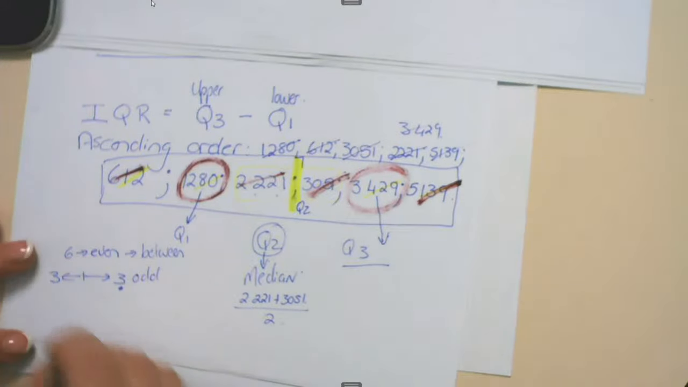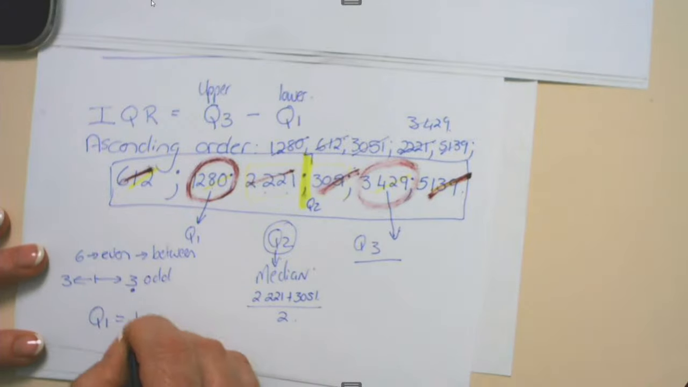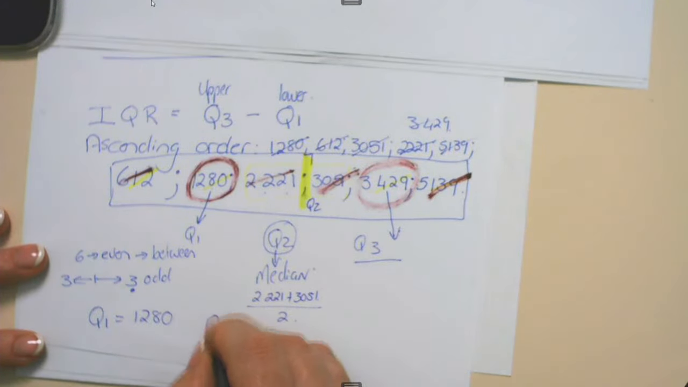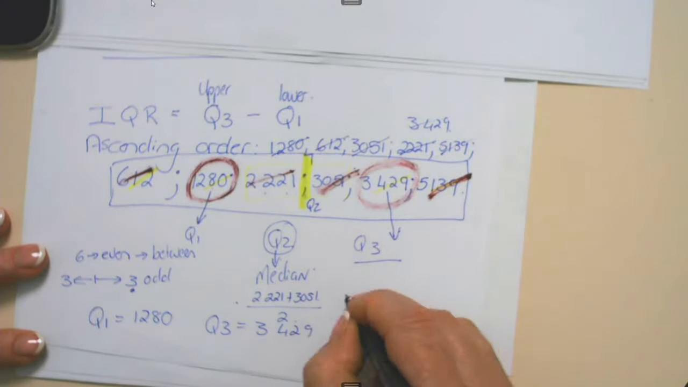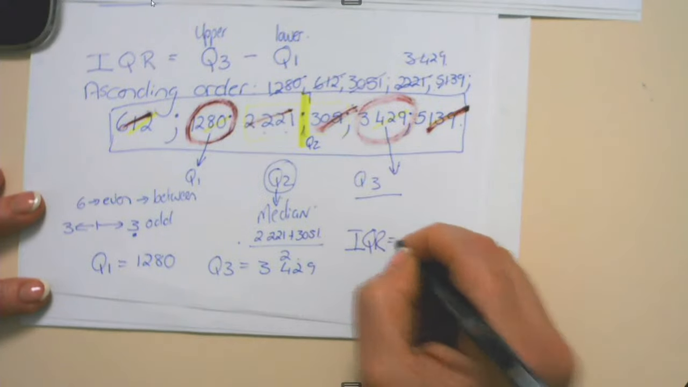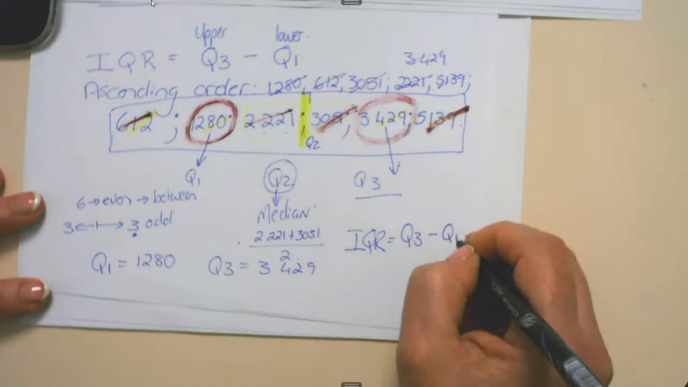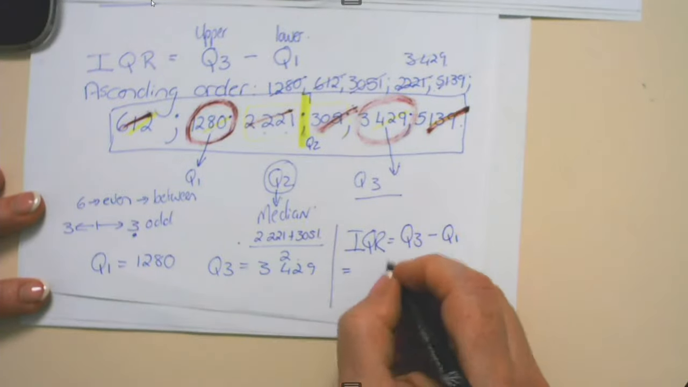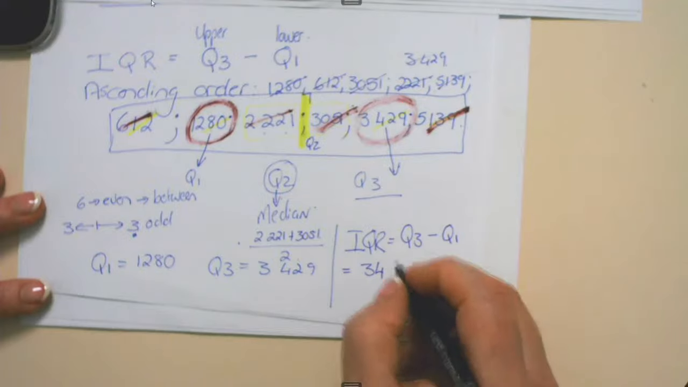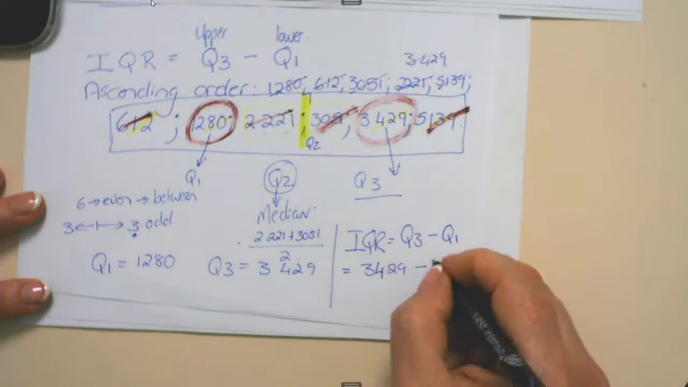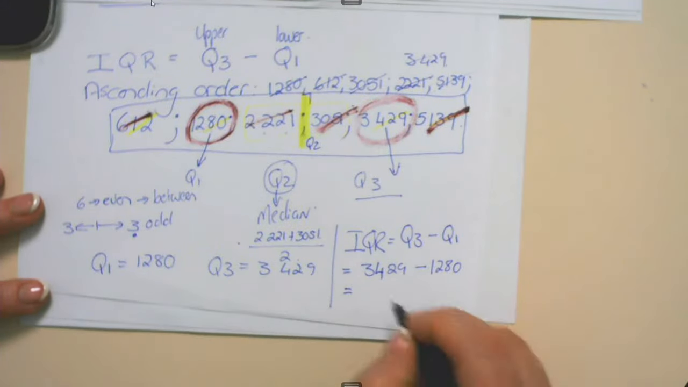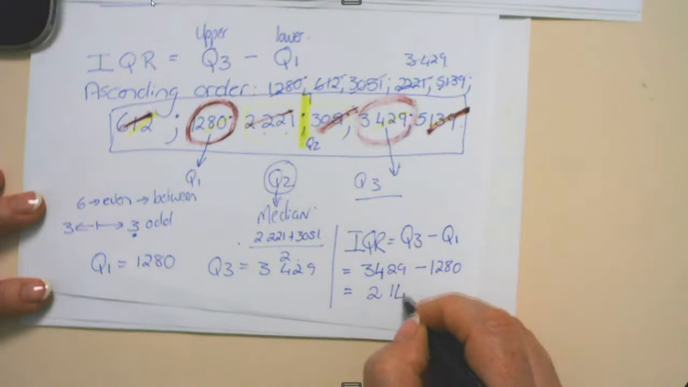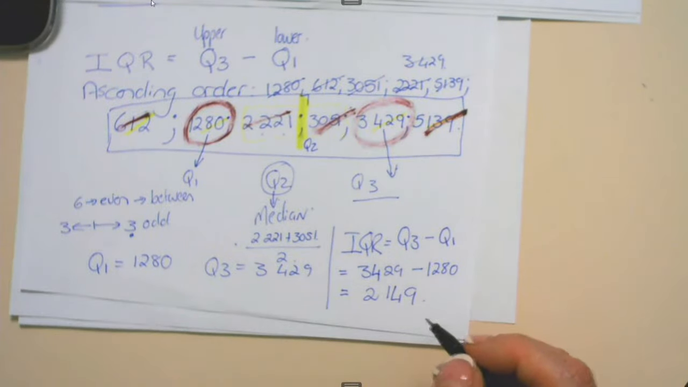3,429. So I can now conclude that my Q1 is 1280 and my Q3 is 3,429. If I want my IQR, my interquartile range, I simply say Q3 minus Q1. Q3 is 3,429 and Q1 is 1,280. If you subtract those, you get 2,149 as the answer. Now, why is this a higher cognitive level question?